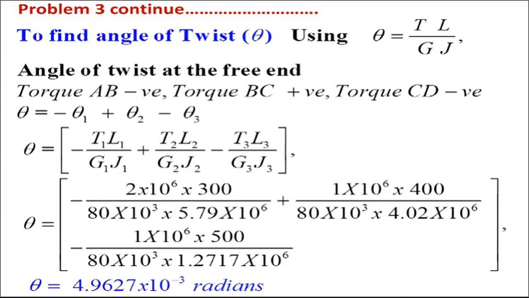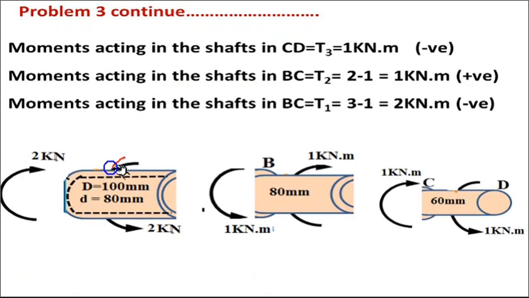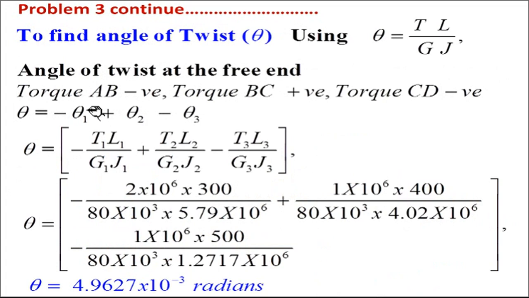After getting the torque value, you should write anti-clockwise as negative. So here it is anti-clockwise, which means negative, here it is anti-clockwise, which means negative, and this will be positive. So here you take the formula for angle theta. The angle of twist at the free end will be theta 1 plus theta 2 plus theta 3, but theta 1 and theta 3 are anti-clockwise torques, and that's why they are negative here, and this middle one is positive.